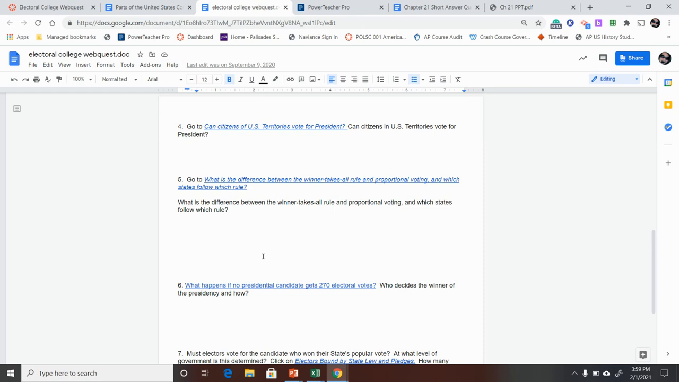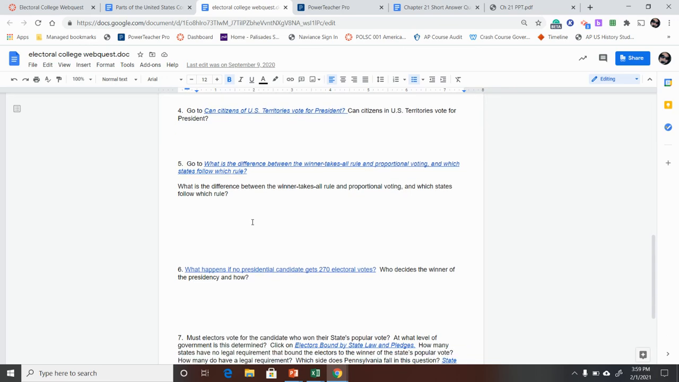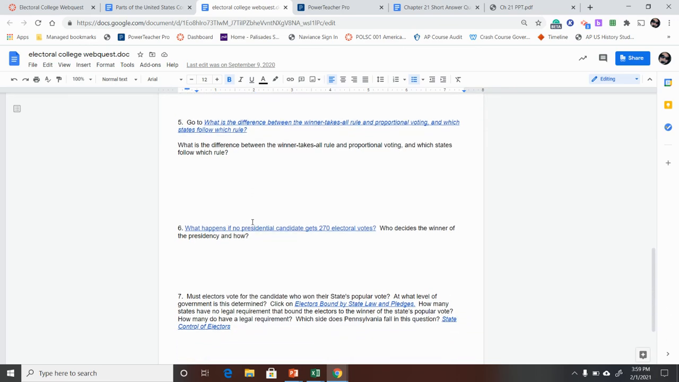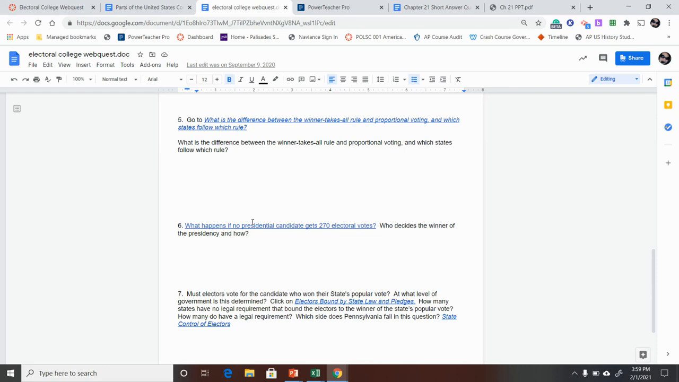The next one is territories. Can U.S. territories vote for the president? Take a look at that. And also, for number five, there are different ways states can vote in the Electoral College. There's something called a winner-takes-all rule and proportional voting. So please tell me, what do they mean and which states follow which rule?